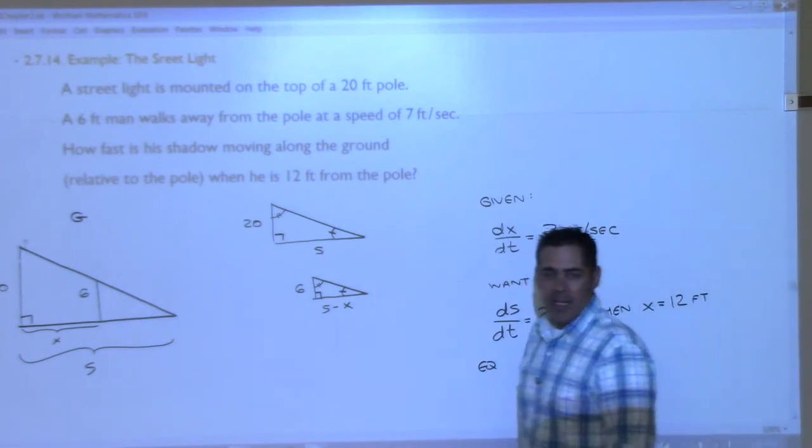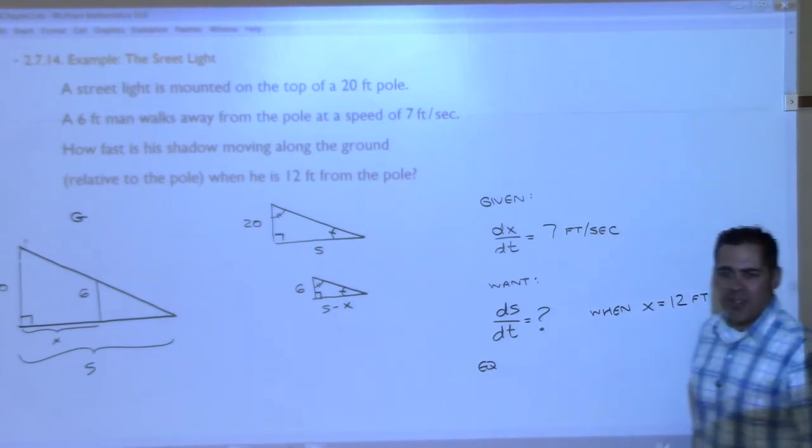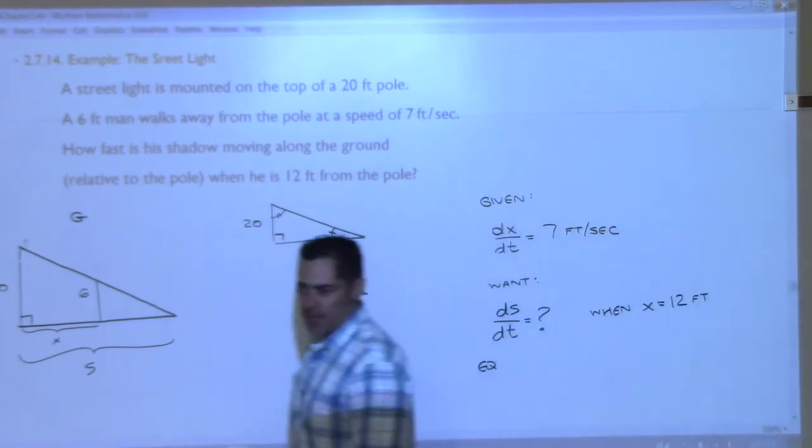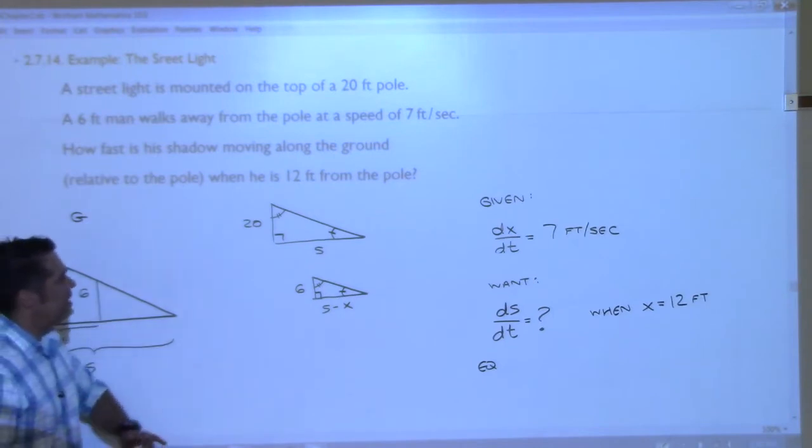Anyone know what that means? Two triangles are similar. It means the ratio of corresponding sides are equal or congruent. Basically, if you take the ratio of any two sides, it will be equivalent to the ratio of any other two sides. So one way I can say it is this.